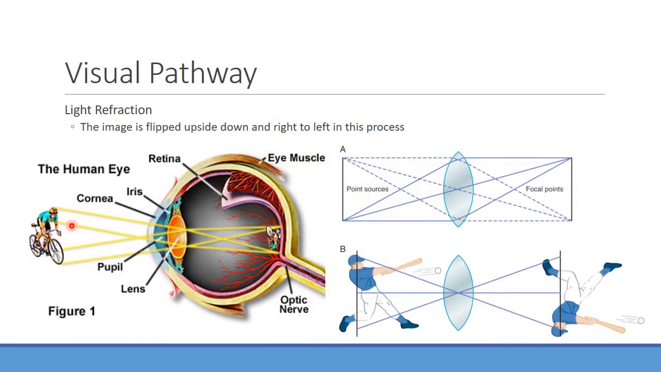But essentially, you can see this here. You notice the bicycle rider, his light, when it passes through the lens, gets flipped. So he's actually going to appear on the back of the retina upside down, going the opposite direction. Again, this baseball player is showing the same thing, where he's being flipped left to right and upside down. Okay.